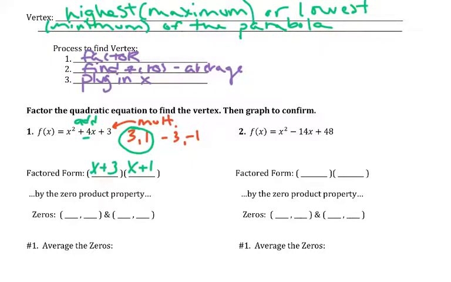Then by the zero product property, which just means that if I want to make this a 0, I'd need a negative 3, or the opposite of that value. And this one, if I wanted to make a 0, I'd need a negative 1. It means that my zeros are (negative 3, 0) and (negative 1, 0).